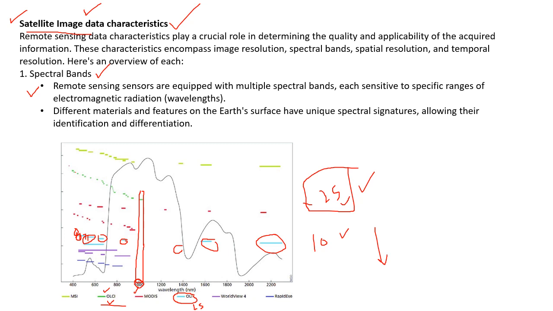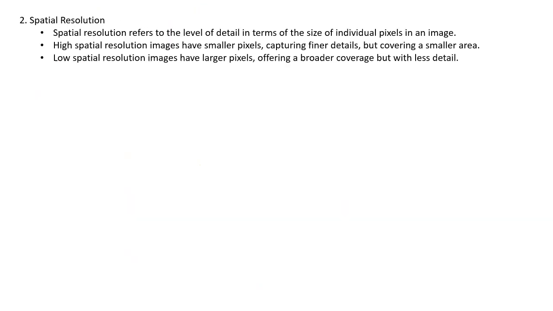So this is spectral. Spectral means you are talking about the electromagnetic radiation. You are talking about the wavelengths. Then comes the spatial resolution. Spatial resolution is that the pixel which I showed you in the image in the square shape, what is the size of that pixel? And what is pixel? Pixel is the smallest unit or smallest element of any picture or image. Image is composed of the pixels.